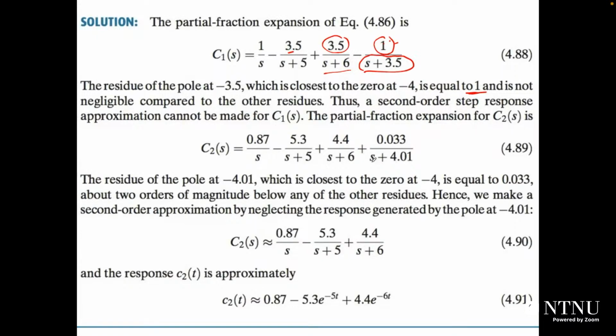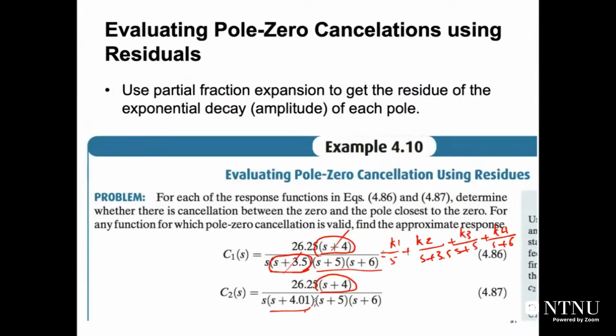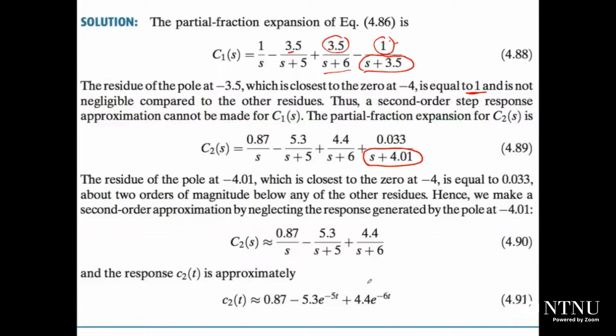And then when we check it, we found that, you see, this is a term which we want to cancel, S plus 4.01. We need to check if we can cancel this one with this one. So we need to check, we will use partial fraction expansion. And we found that this K1, K2, K3, K4 here is a very small value compared to this one, and this one.